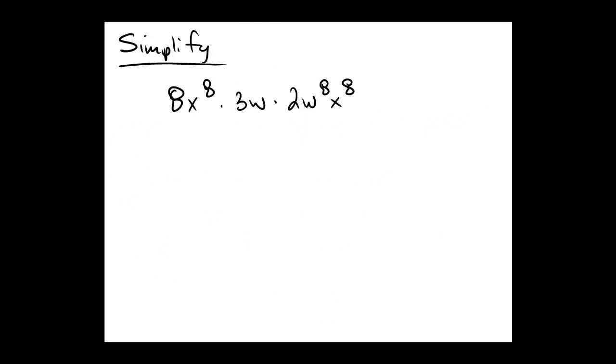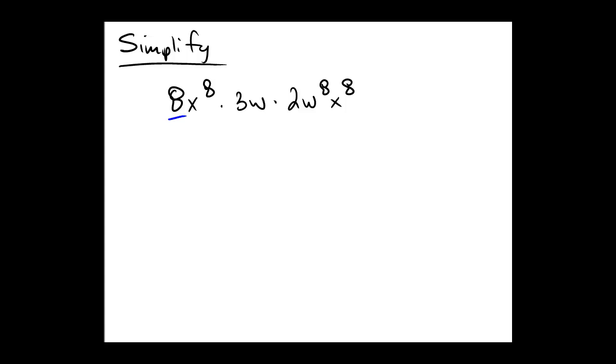We will simplify the product of several monomials. So 8x to the 8th multiplied by 3w multiplied by 2w to the 8th x to the 8th. And here we're going to thank our lucky stars for the multiplicative commutative property, the commutative property of multiplication, which says that I can reorder multiplication if that's all that I'm doing.